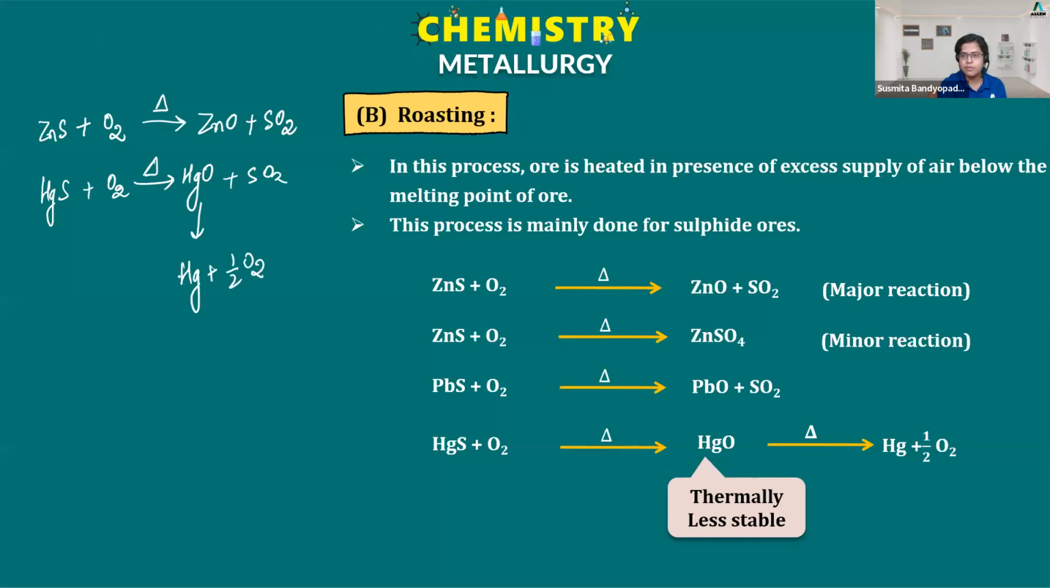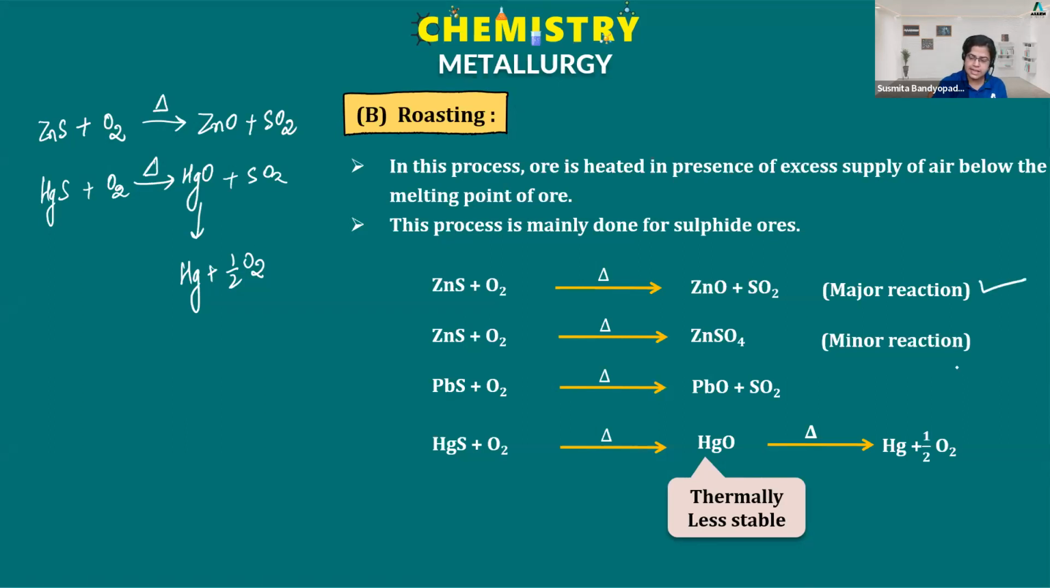will give you Hg and half O2. So your only one job is left. Directly, see, the step is, first we should get metal oxide, and then there's one more step, either carbon reduction or electrolytic reduction, where we convert the oxide into its metal. But for these metals, no tension. They're thermally less stable. So in this step only, you don't have to perform another step. In this step only, you get the respective metal and oxygen.